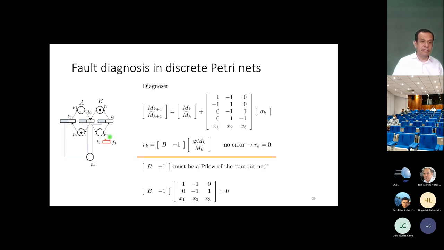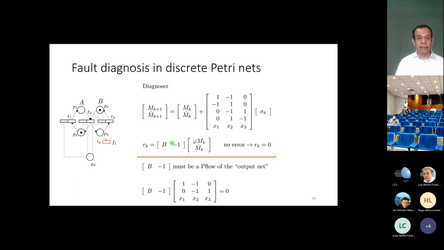Here I have the system represented by these Petri nets. In this case, I remove this TCP flow, so this net is diagnosable. So I can build a diagnoser for this net. It is another Petri net with one place, and I need to compute how it is connected to the other transitions. This is the closed loop form for this net with the system and the diagnoser.